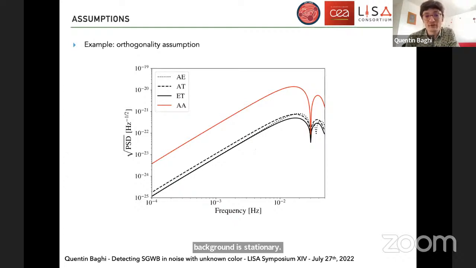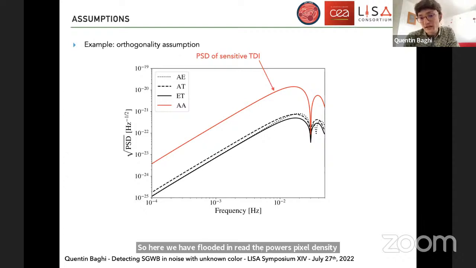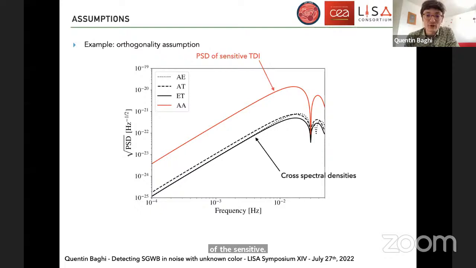Another example of assumptions test is the orthogonality. So here we have plotted in red the power spectral density of the sensitive TDI variables, A and E, basically. And in black, you have the cross spectral densities in between all of these variables, A, E, and T. And we see that they are a bit more than 1 order of magnitude lower with respect to the PSD. So we can say that the orthogonality assumption is okay.